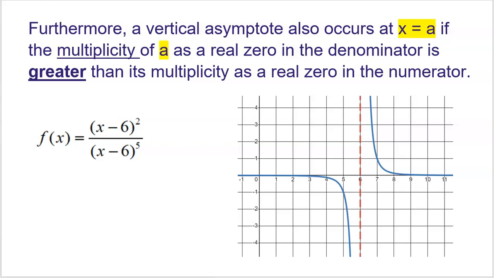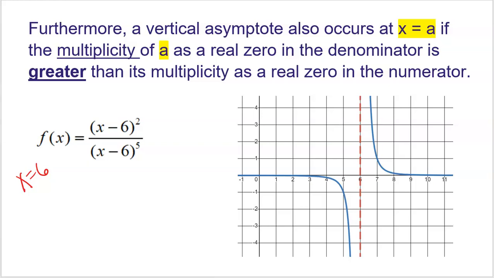Okay, so an amendment to our definition of vertical asymptote. So furthermore, a vertical asymptote also occurs at x equals a if the multiplicity of a as a real 0 in the denominator is greater than its multiplicity as a 0 in the numerator. So here's an example where we see x minus 6 in both the numerator and the denominator. Okay, so if we said, hey, what's going on with 6? Well, we say, wait a minute, 6 makes both the numerator and the denominator equal to 0.